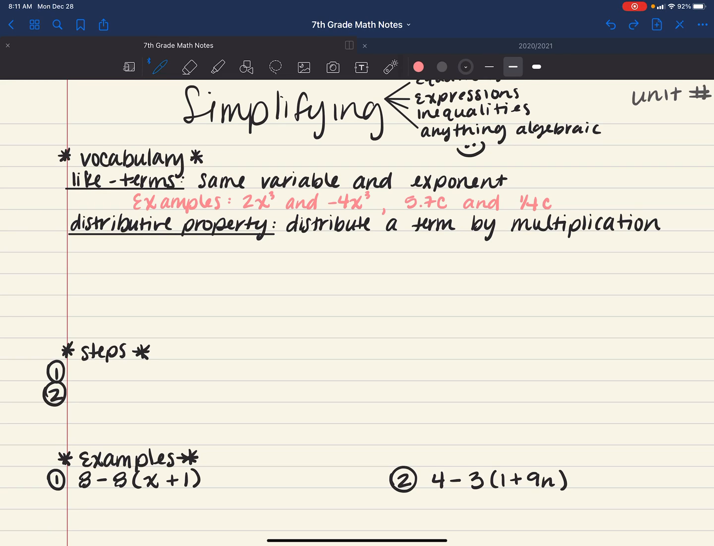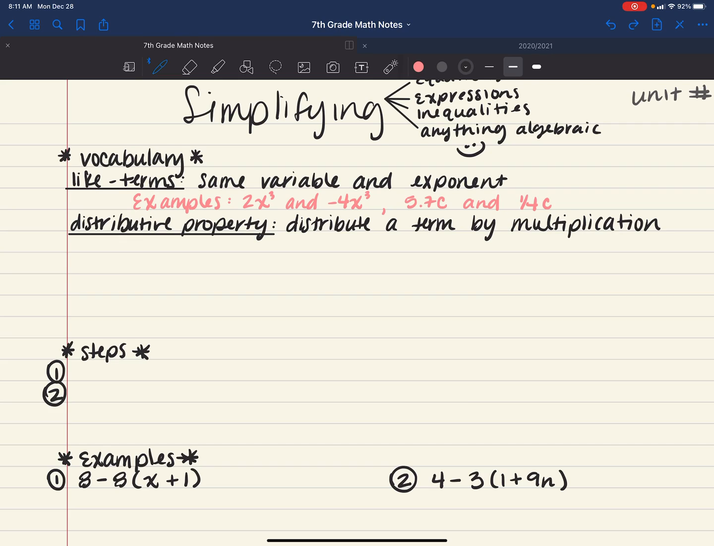For example, 2x cubed and negative 4x to the power of 3. They both have x as your variable and 3 as the exponent. Very important. Another example is just 5.7c and 1/4 c. Even though one's a decimal and one's a fraction, since they both have the same variable, they're like terms. We can put them together.